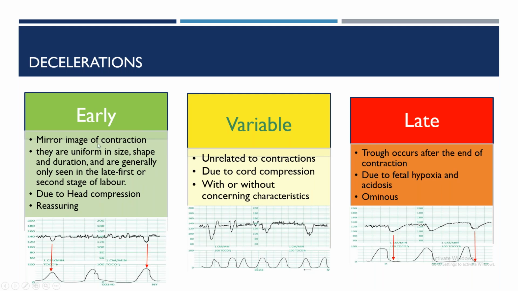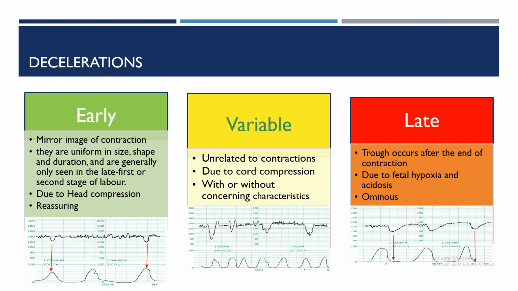So early decelerations are the mirror image of contraction. Can you see the trough of the deceleration corresponds to the peak of the contraction. So these are known as the mirror image of the contraction. They are uniform in size, shape, and duration, and they are only seen in late first stage or second stage of labor. These occur due to head compression, and early decelerations are reassuring. So if you see early deceleration, you don't have to classify that CTG as either non-reassuring or abnormal. This is not any non-reassuring or abnormal feature.